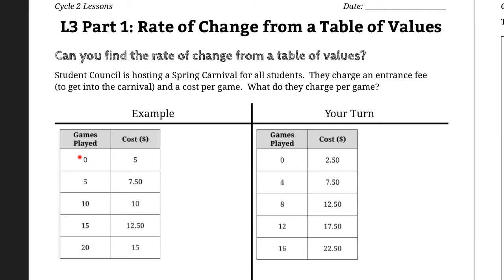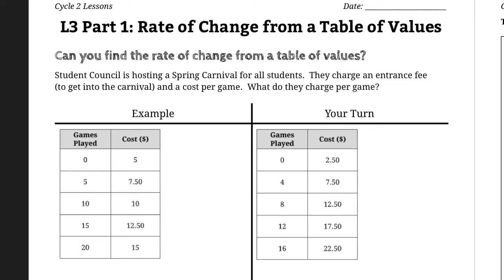So if I play 0 games at this carnival, it's going to cost me $5. If I play 5 games, it's going to cost me $7.50. If I play 10 games, it's going to cost me $10. If I play 15 games, etc. Keep on going. Now, what do you notice about this table? If I play 0 games, if I don't play any games, it's still going to cost me $5.